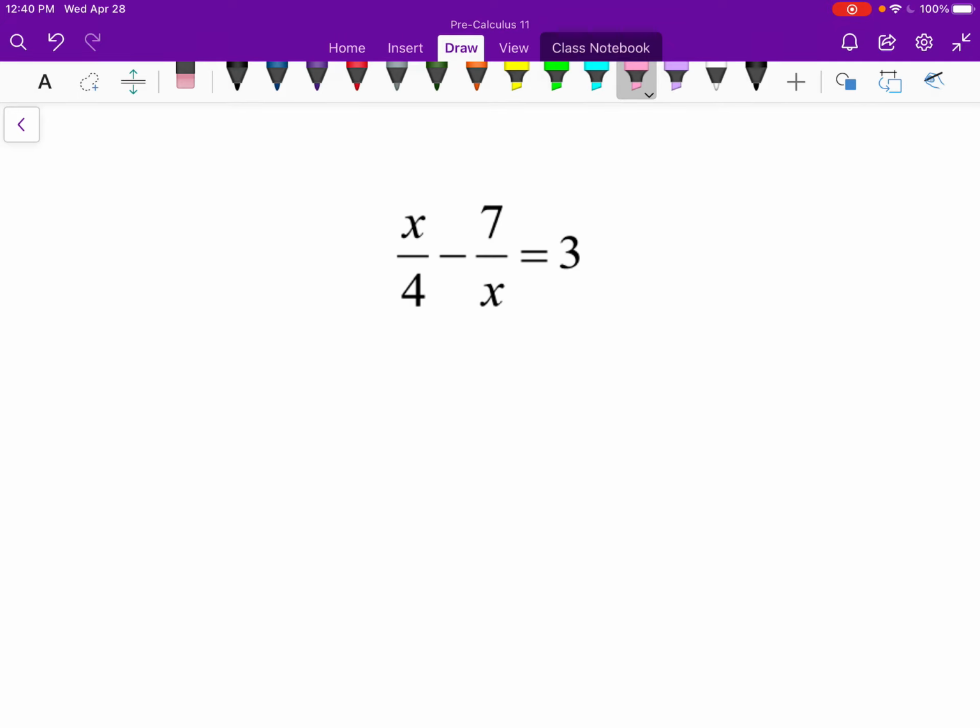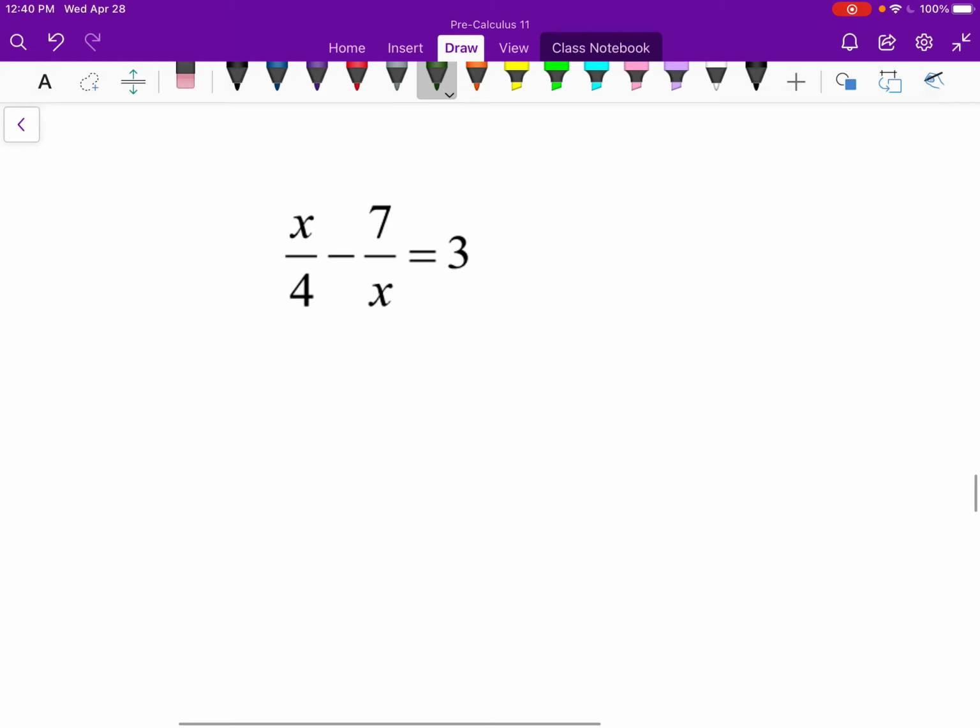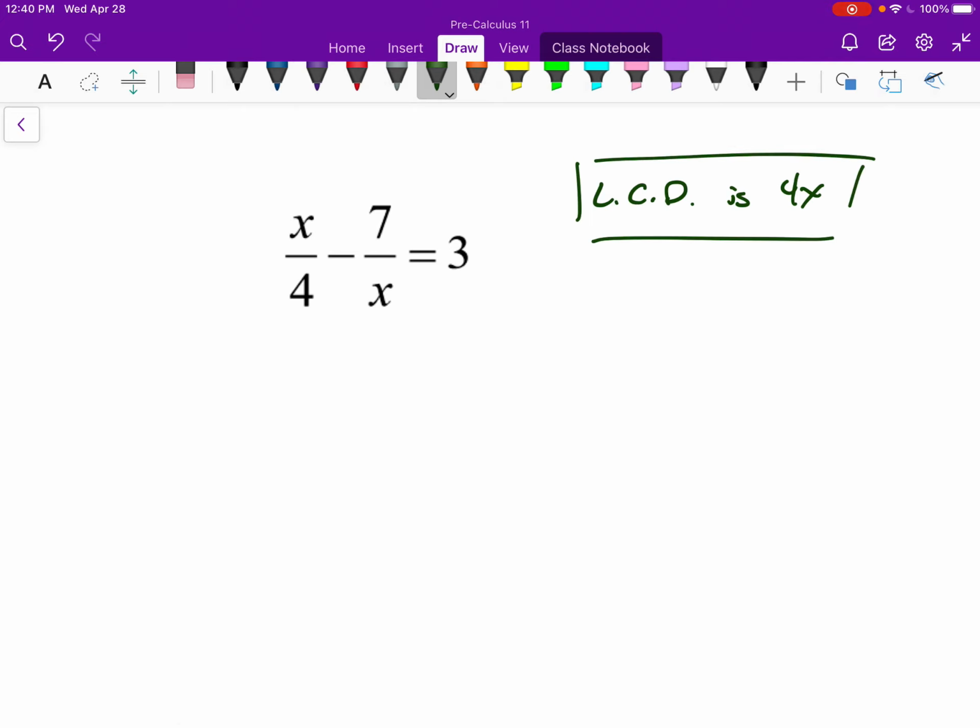First thing I want to do is find my lowest common denominator, which is going to be 4x. So I want to multiply everything by 4x. Multiply this times 4x. Multiply this times 4x. Multiply this times 4x. If I look right here, the 4 cancels out. What am I left with? Just x times x, or x squared.